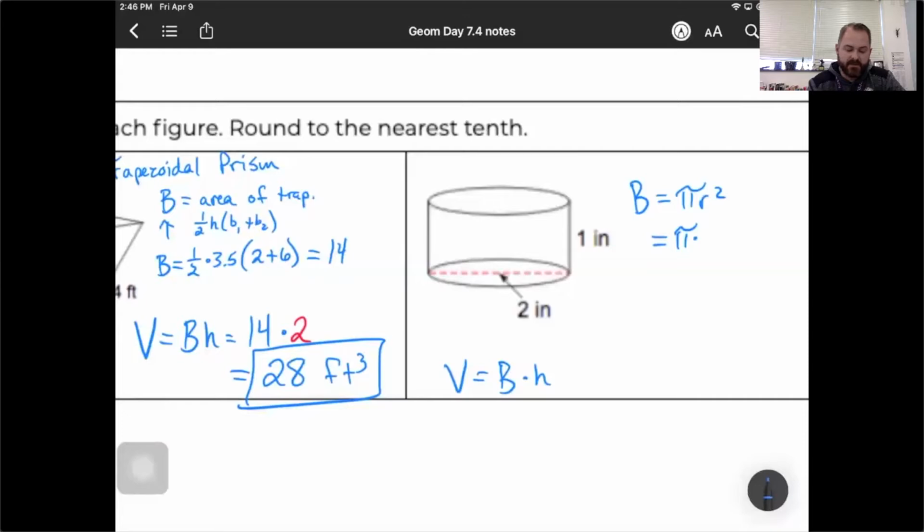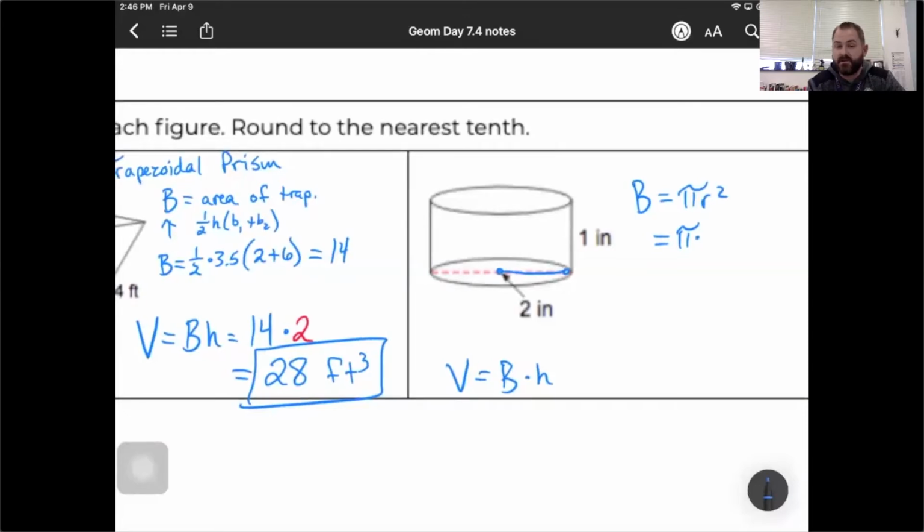Now the radius is from the center to the point on the circle. They point to this line and call it 2, but that's the full diameter. So the radius equals 1. So pi times 1 squared. So my base area is 1 squared, which is 1, times pi. Well, 1 times pi is just pi.